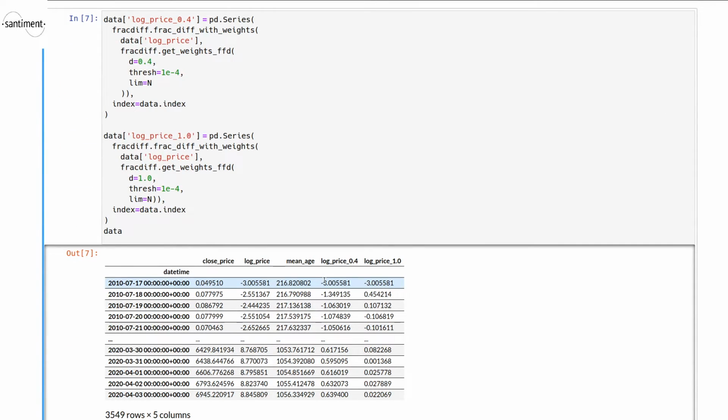Okay, so here is how we can compute the fractional differencing time series with the methods that I've written in the quant garage. So here in the first example, you compute it for level 0.4. In the second, we compute it for level 1. This function computes the weights first, and then we use the weights to compute the final result. And here you can see the values.